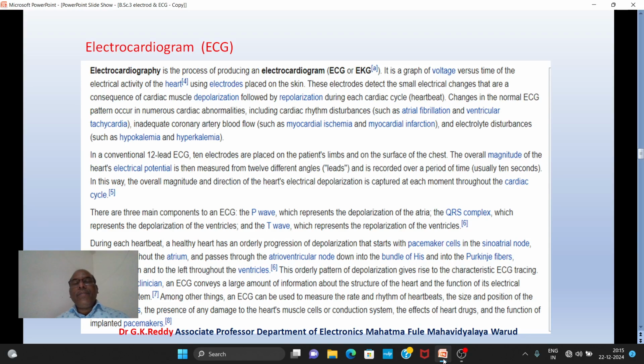cardiac rhythm disturbances such as atrial fibrillation and ventricular tachycardia.